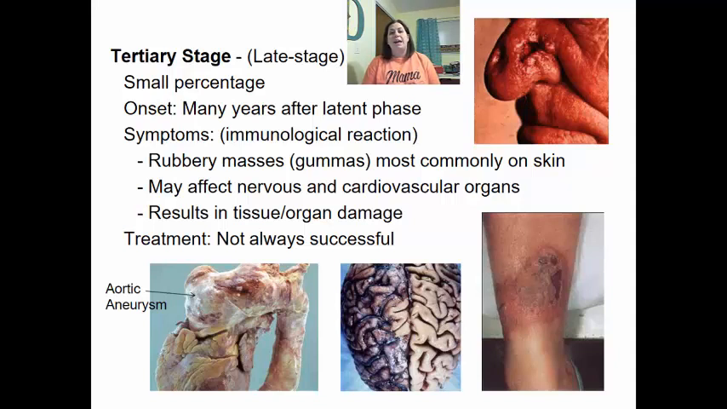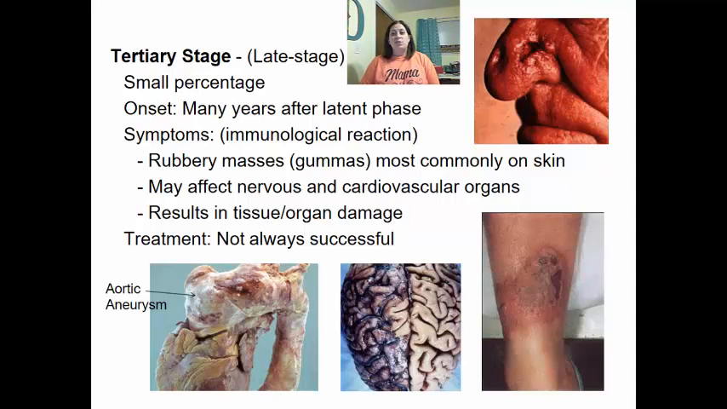Symptoms are going to be an immunological reaction to it. This can cause rubbery masses, or what we call gummas, on the skin. It's most common on the skin. It may affect the nervous and cardiovascular organs as well, and this can result in tissue or organ damage. Treatment here is not always successful because it's already progressed into this very late stage, and so treatment is not always going to be successful because damage is already done.